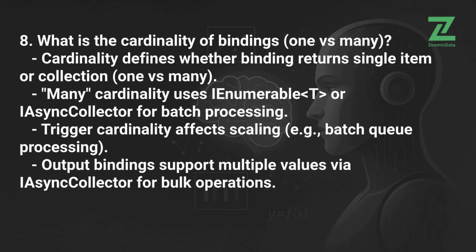8. What is the cardinality of bindings? One versus many. Cardinality defines whether a binding returns a single item or a collection. Many cardinality uses IEnumerable of T or IAsyncCollector for batch processing. Trigger cardinality affects scaling, e.g., batch queue processing. Output bindings support multiple values via IAsyncCollector for bulk operations.